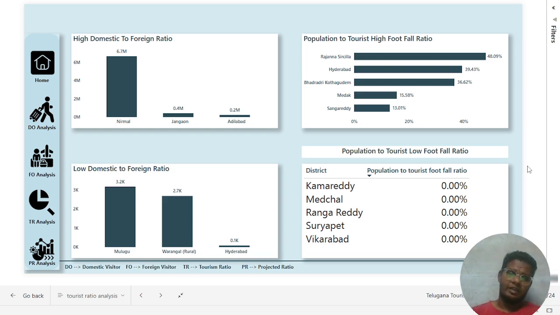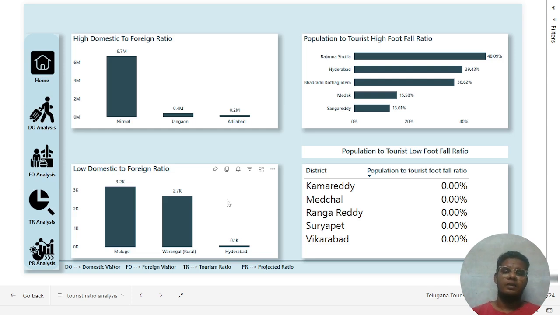The government should take initiatives for these particular places and arrange campaigns, and then promote them with influencers, social media as well as the news. There are a lot of platforms here. The government has to promote these places and increase the number of visitors. And then these are all the abbreviations I mentioned in the options. These are the things in the TR, which means the tourist ratio analysis.